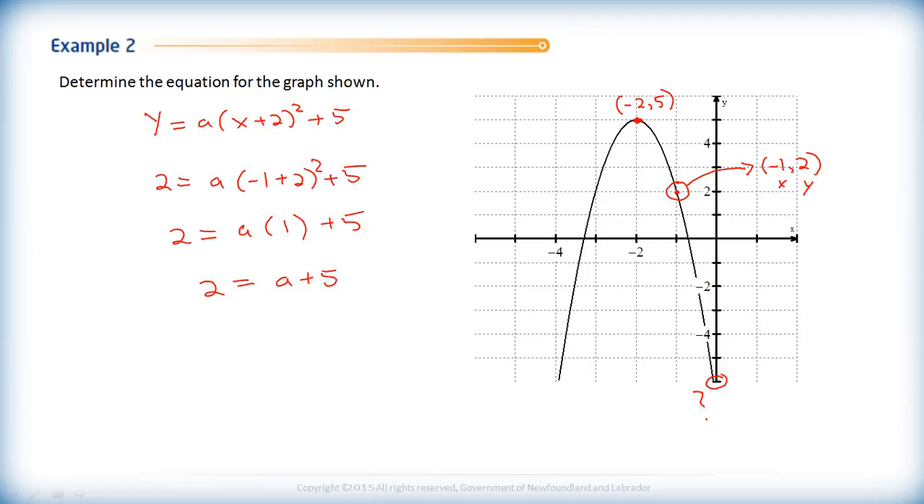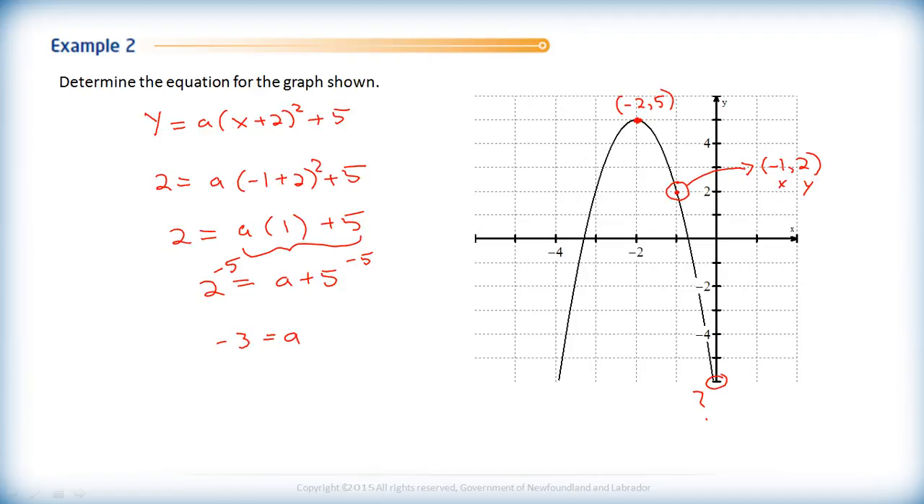Be so careful. A lot of folks will take this and say, that's going to be 1 plus 5 is 6. No, no, no. Multiply first, then add. Order of operations. So then we're going to subtract 5 from both sides here. And if we subtract 5, we get a equals -3 by the look of things.